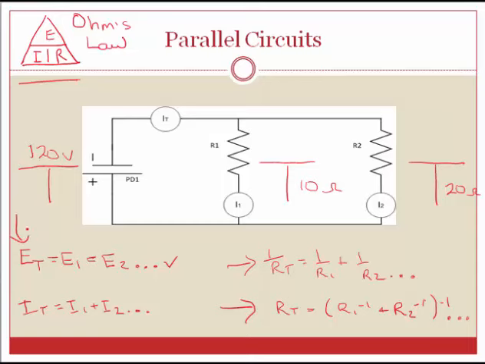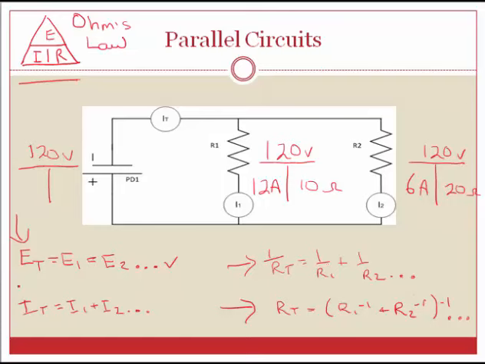Using the first formula, E total equals E1 equals E2, 120 volts will show up over here at the second and the third resistors. If I know that I have 10 ohms here for R1, 120 volts divided by 10 would give me 12 amps, and 120 volts divided by 20 ohms would give me 6 amps.